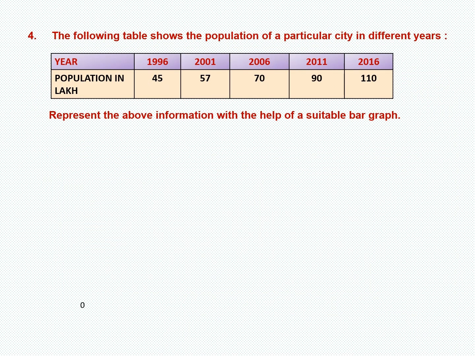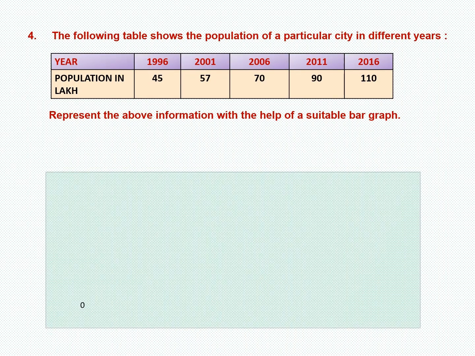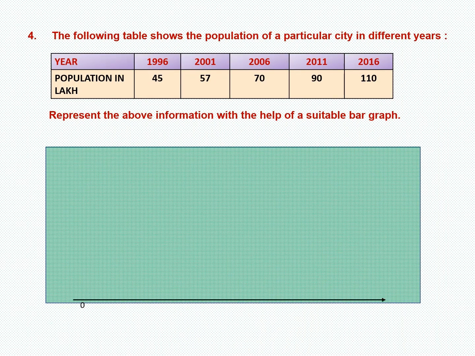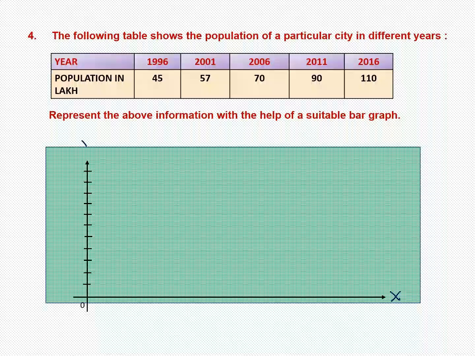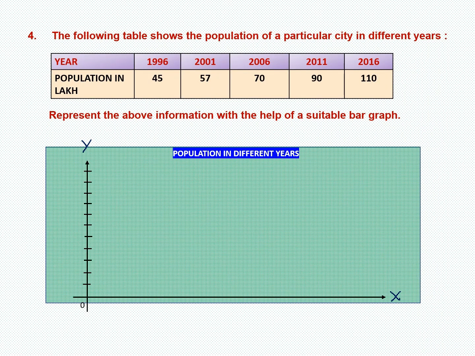Question 4. The following table shows the population of a particular city in different years. So we have years and population in lakh shown here. Now we have to represent this information with the help of a suitable bar graph. So let's begin. So we have first our x-axis. Let's draw the x-axis. Then we draw the y-axis, which is the vertical line. Now we have the title. Again, take it from the question. Title is population in different years.